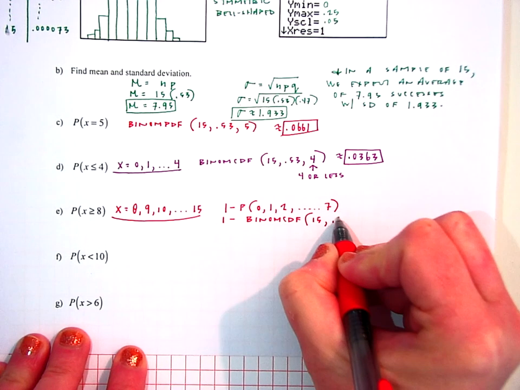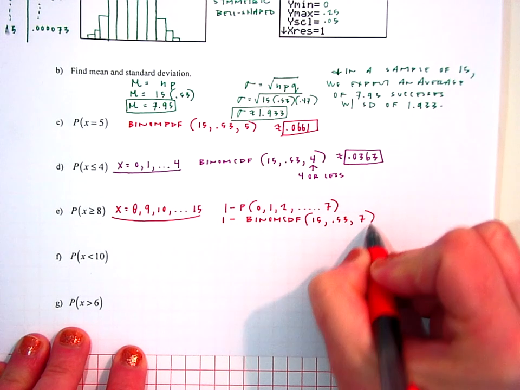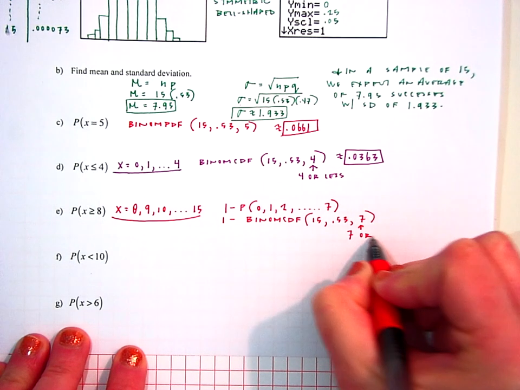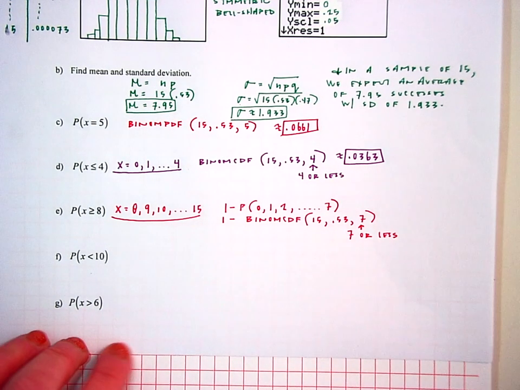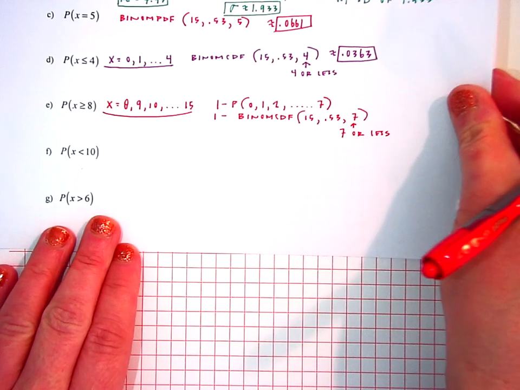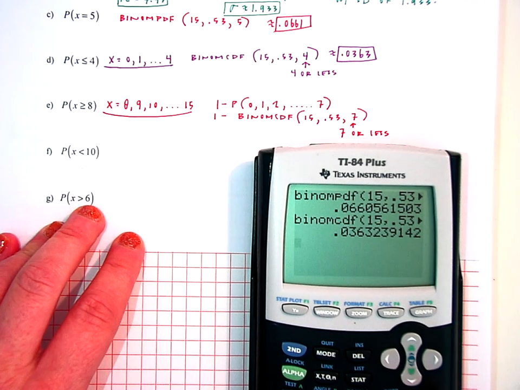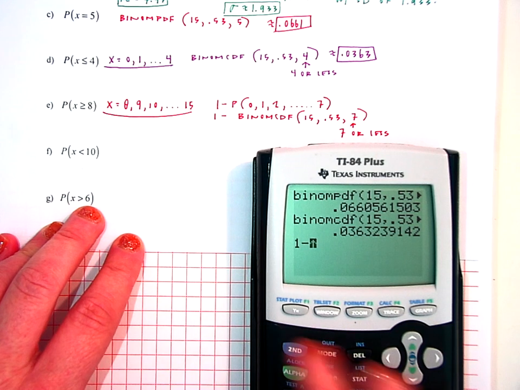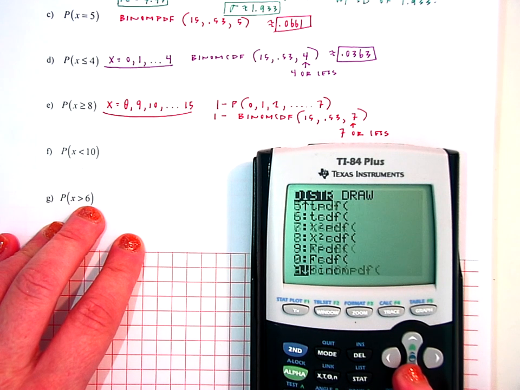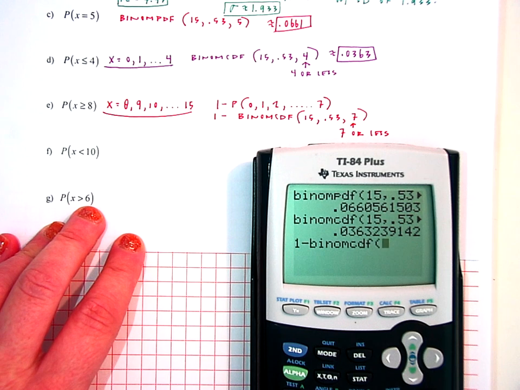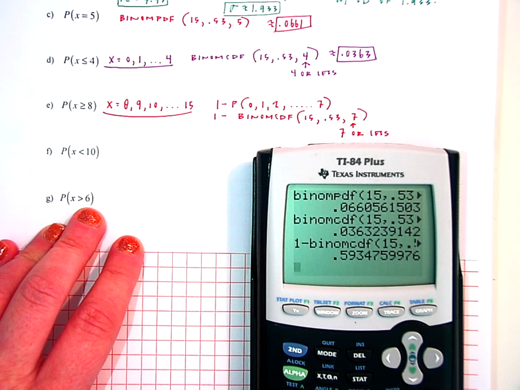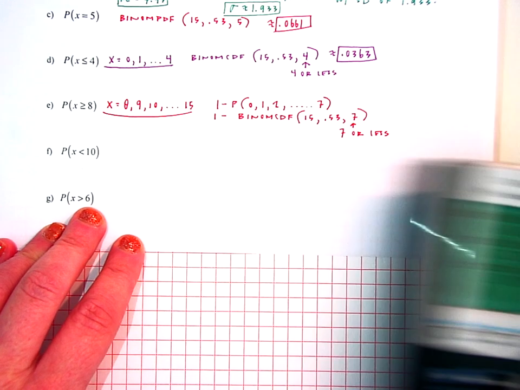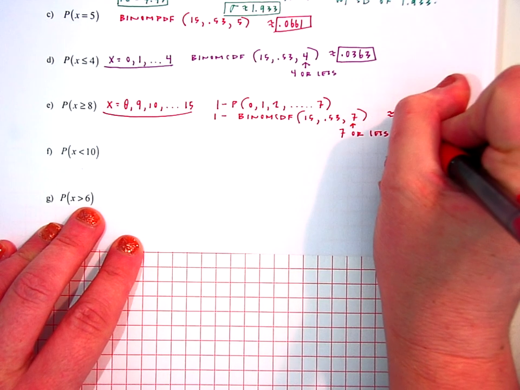15, 0.53, 7, right? Because it's the same 7 or less. So that's what I'm typing into the calculator. Let me slide it up a little bit more so I can show you my calculator too. So right here, let me do 1 minus 2nd VARS, going down to binomCDF, and I'm saying 15, comma, 0.53, comma, 7 or less, right there. Okay, so I'm going to get about 0.5935.